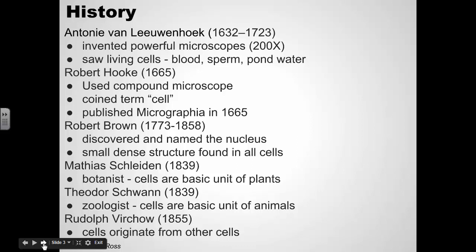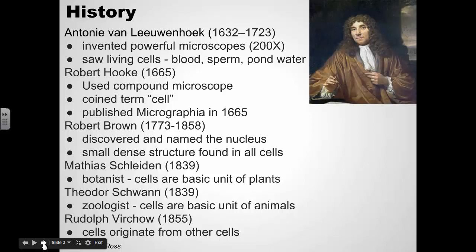Leeuwenhoek was one of those, as we saw. He invented pretty powerful microscopes, and had unique ways of creating lenses that gave him excellent magnification. So he was able to see living cells. He looked at blood, he looked at sperm, he looked at pond water, and he saw that these all contained living cells. And then there was Robert Hooke, who used the compound microscope, came up with the term cell, and published a book. Oh, here's Leeuwenhoek.